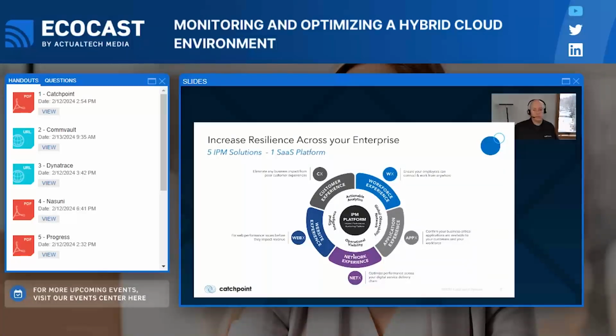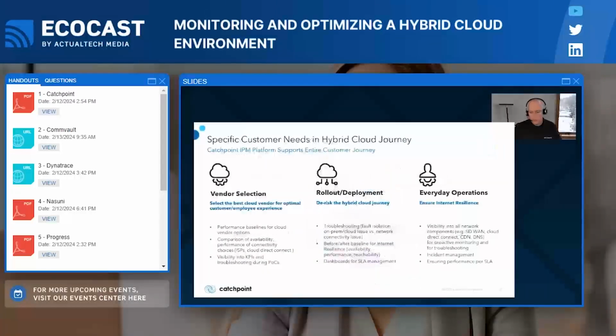Catchpoint's able to provide 5 different types of solution. One of them is network experience, and that's the one we want to talk about today. At this point, I'm going to hand things over to Shri, and he's going to walk through this and let me know when he wants to advance. So, Shri, do you want to take it away from here?